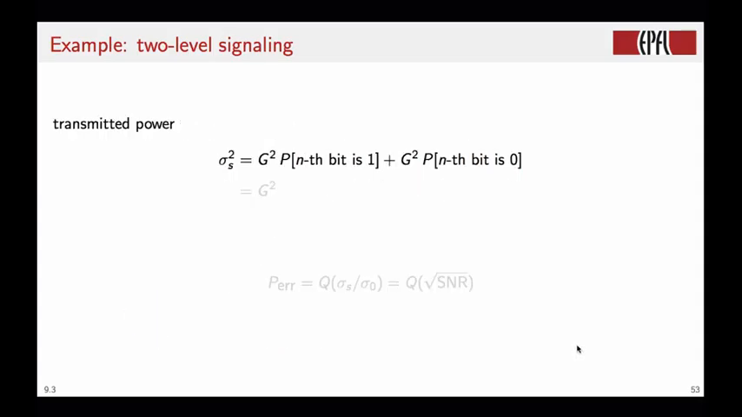Now we can carry this analysis further by considering the transmitted power. We have a bilevel signal, and each level occurs with 1/2 probability. So the variance of the signal, which corresponds to the power, is equal to g squared times the probability of the nth bit being equal to 1, plus g squared times the probability of the nth bit being equal to 0, which is equal to g squared. And so if we rewrite the probability of error, we can see that it is equal to the Q function of the ratio between the standard deviation of the signal and the standard deviation of the noise. But this is really equivalent to saying that the probability of error is equal to the Q function of the square root of the signal-to-noise ratio of the transmitted signal.